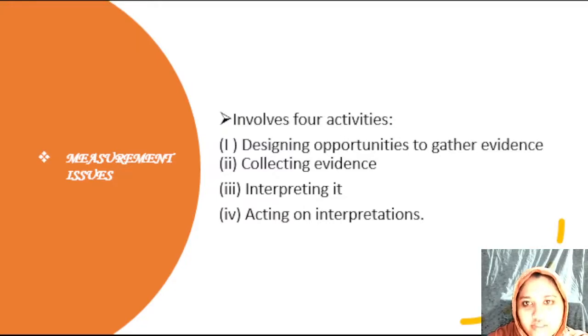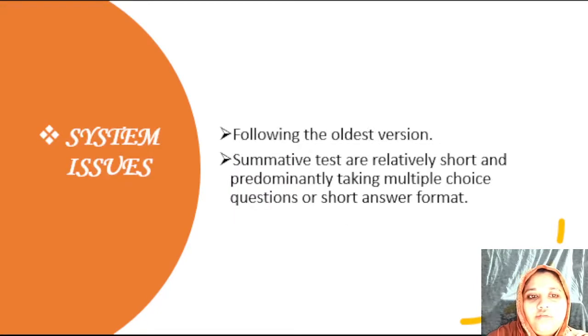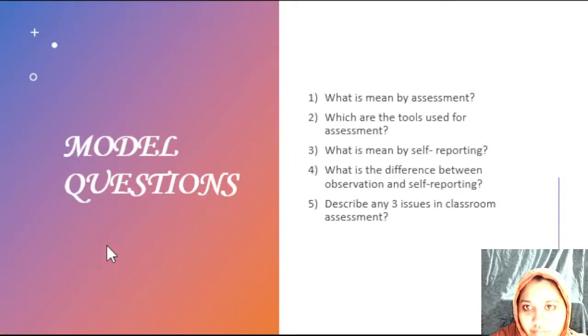The next one is system issues. We are following the oldest version, so the common reality in the educational system is that summative tests are relatively short and predominantly take the multiple choice question or short answer format. So there is a chance to miss the important topics.